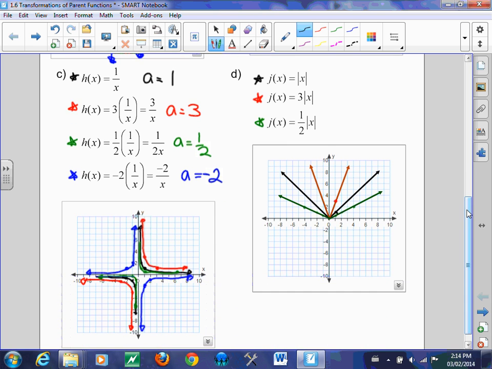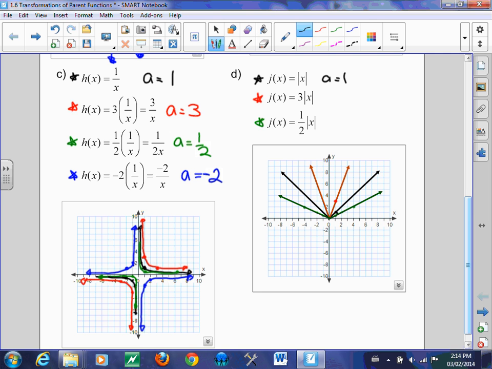So looking here, ladies and gentlemen, at the reciprocal one, our parent function, when x is 1, y is 1. When we look at the red graph right here, when x is 1, y is 3. That tells us it's been stretched 3 times in the vertical direction. All right. And the last one, our absolute value function. Taking a look, again, we've got our parent function. So in that case, a equals 1.